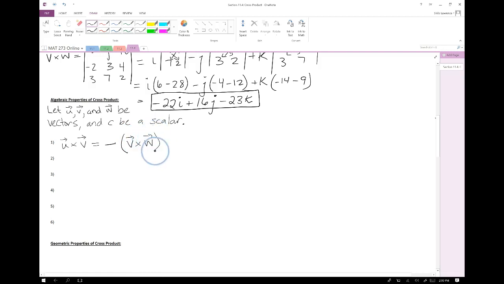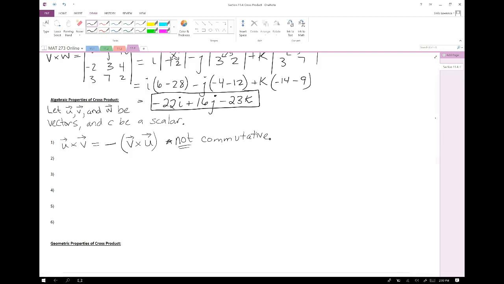All of the numeric values would come out the same, but they would all have the exact opposite sign. What this means is that cross product is not commutative. You can't change the order and get the same answer. And that's because our formula involves subtraction.